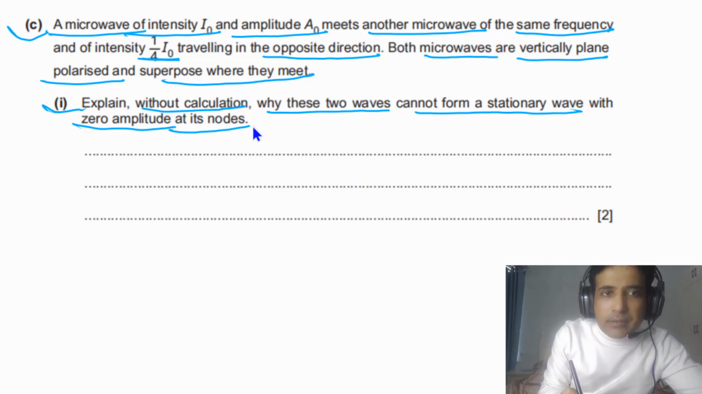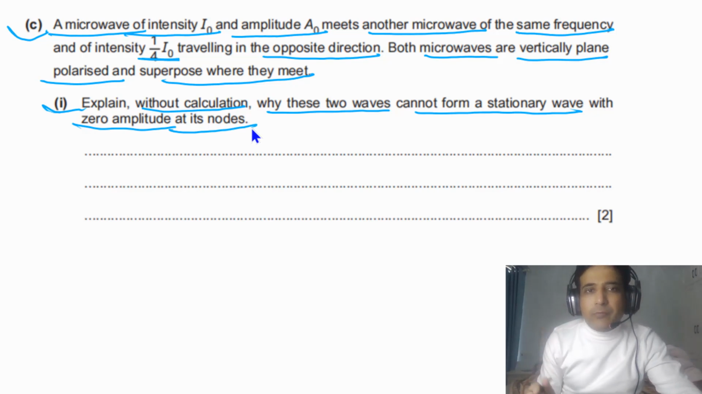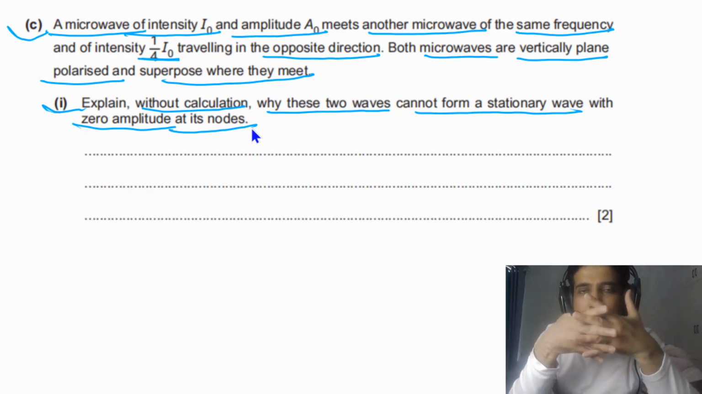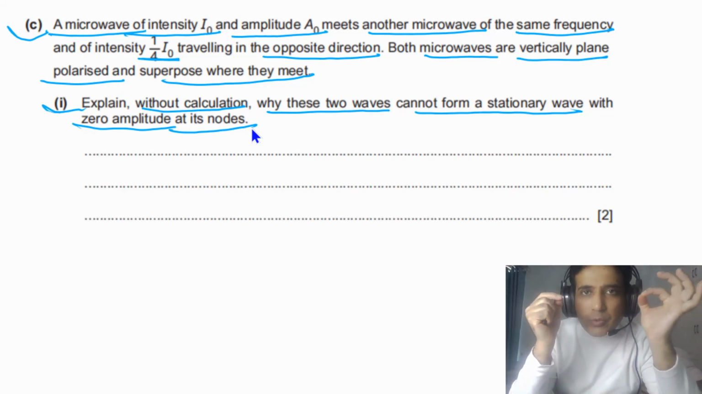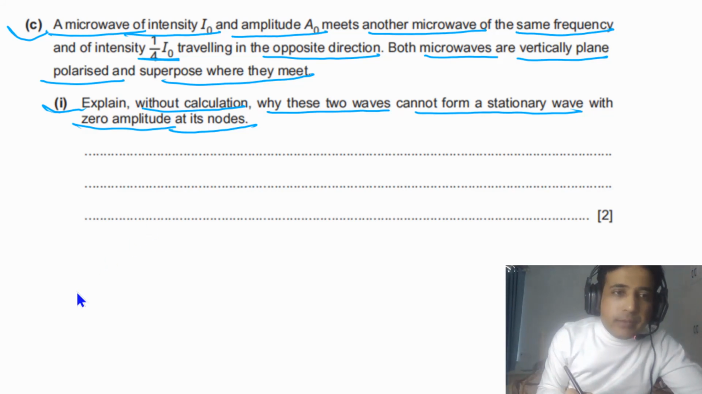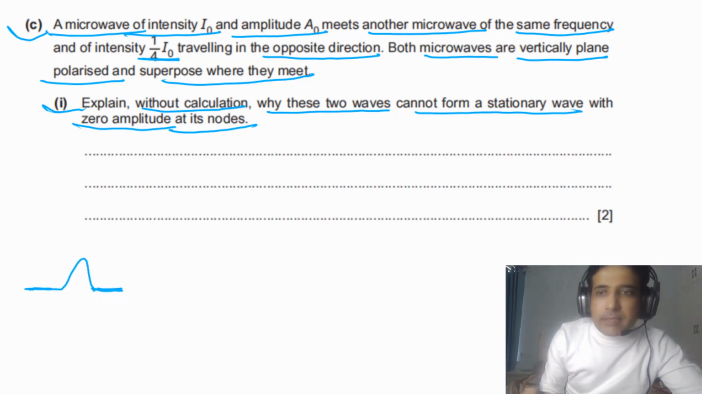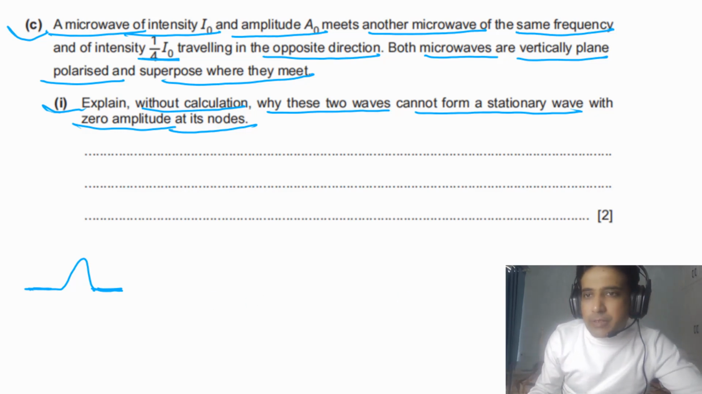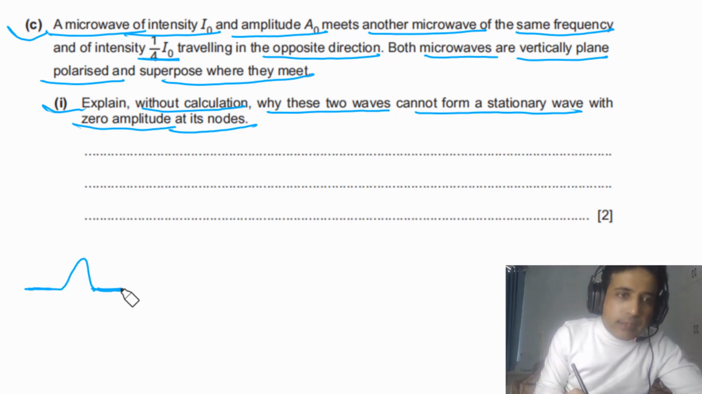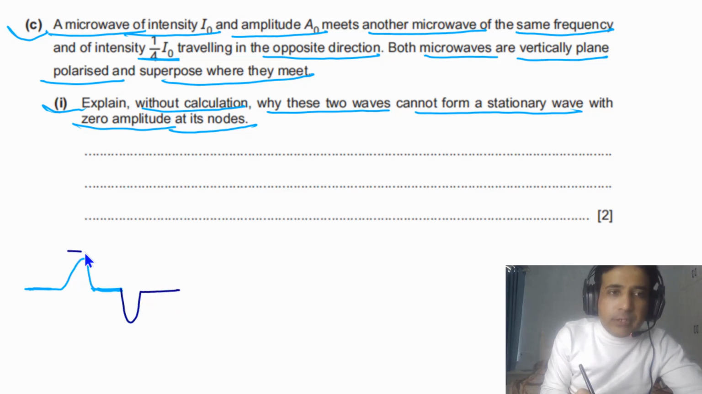So first thing we need to understand is when two waves meet and have zero amplitude at nodes, when that is possible. That is only possible if, imagine that we have two waves. Let's say we have wave 1 and we have another wave, so we can use a different color. So this is another wave. And these two waves are traveling in opposite directions and they have the same amplitude. Let's say the amplitude of this wave is A naught and the amplitude of this wave is also A naught.